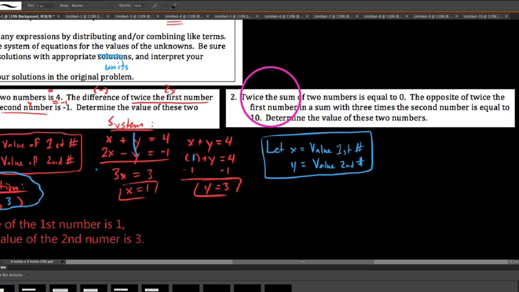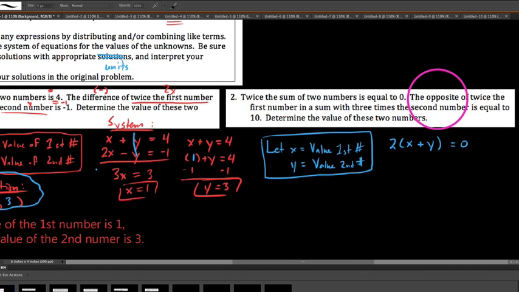So what we were told is twice the sum of two numbers is equal to 0. When we say twice the sum of two numbers, it implies that what we're doing first is taking the sum of two numbers and then doubling that. So we're going to associate x plus y together and say twice that. That comes out to be equal to 0.